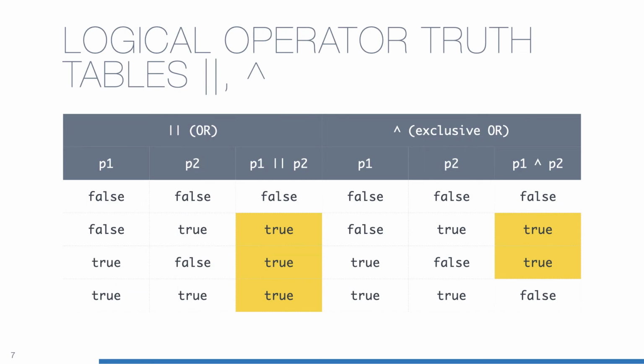On this slide, we have two truth tables, our OR truth table and exclusive OR. So let's start with the OR. Now, both of these are binary, so you'll notice we have P1 and P2.